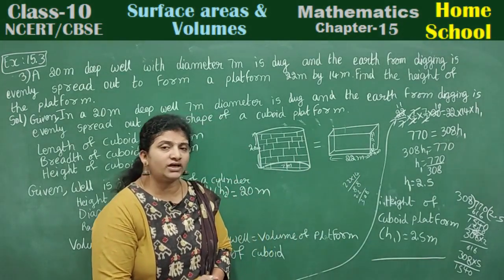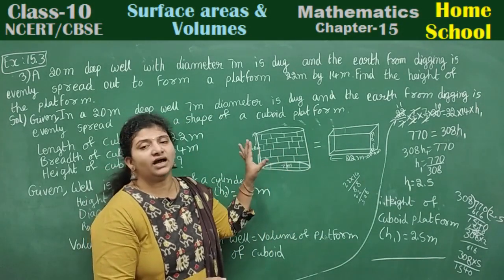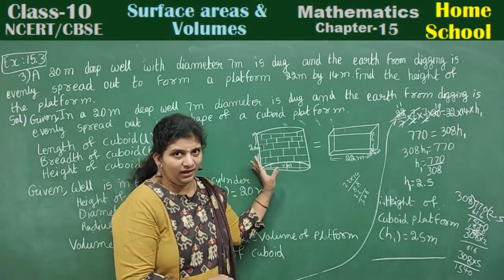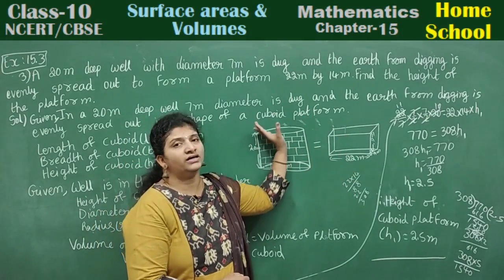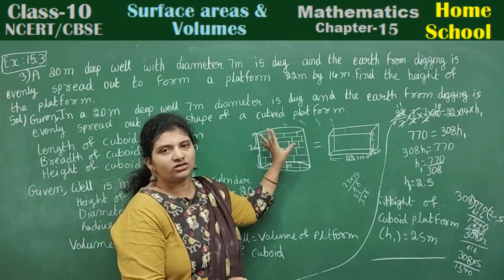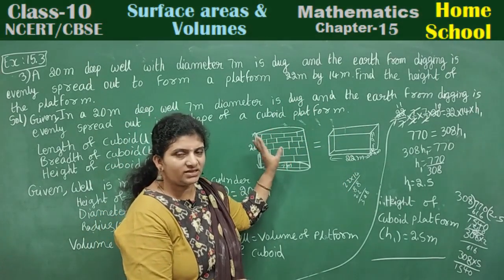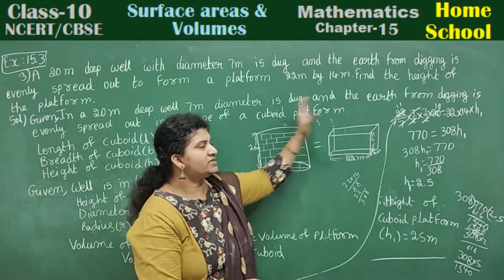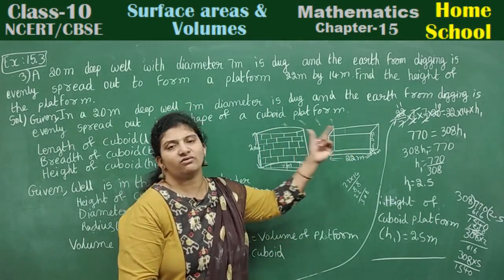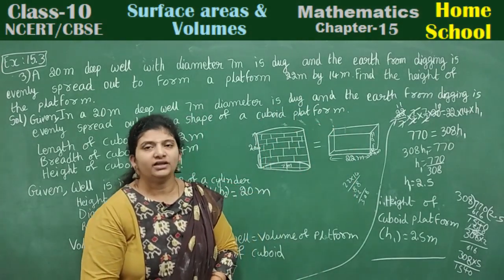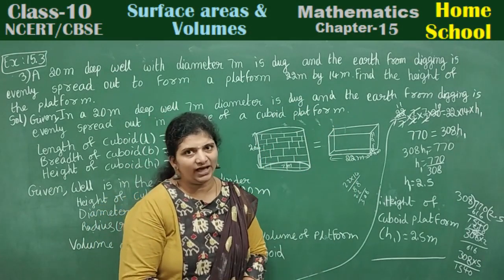Understand the problem here carefully. The earth dug from the cylindrical well is made to form a platform. This earth taken out, the mud or the soil which is taken out from the cylindrical portion, is made to form a platform. Volume of cylinder is equal to volume of cuboid. Then we are going to find the missing value.